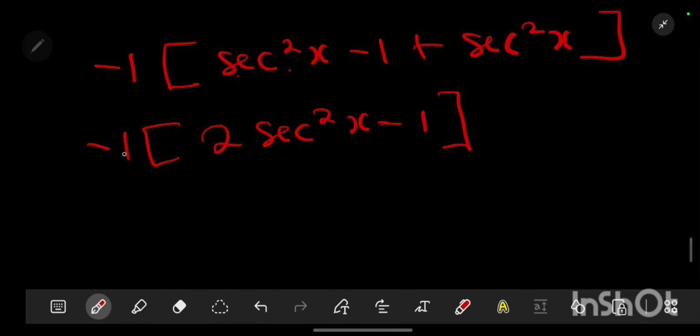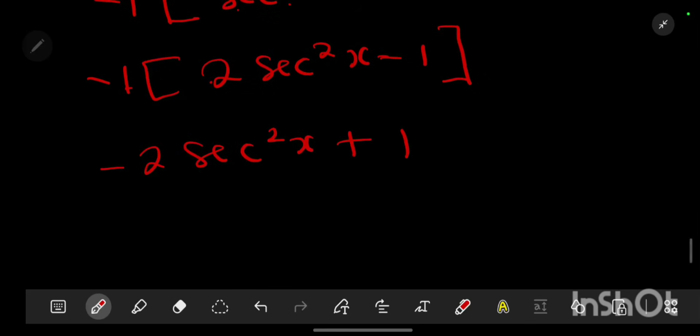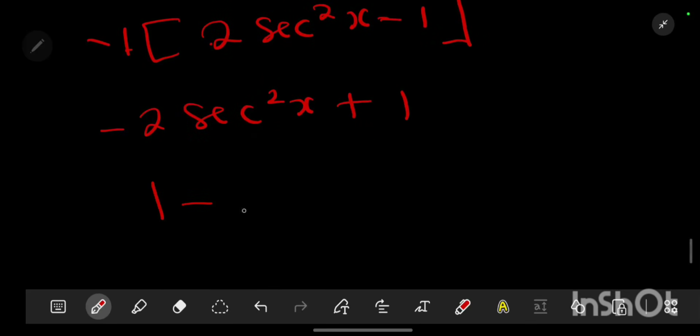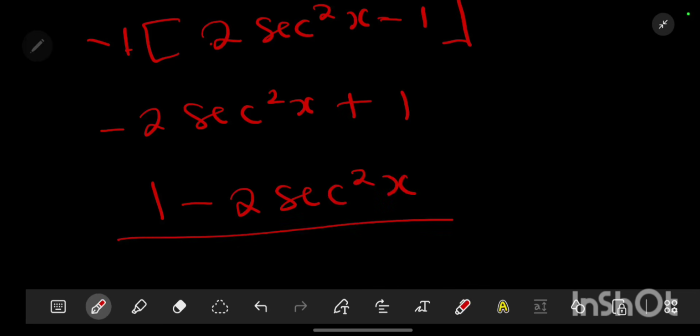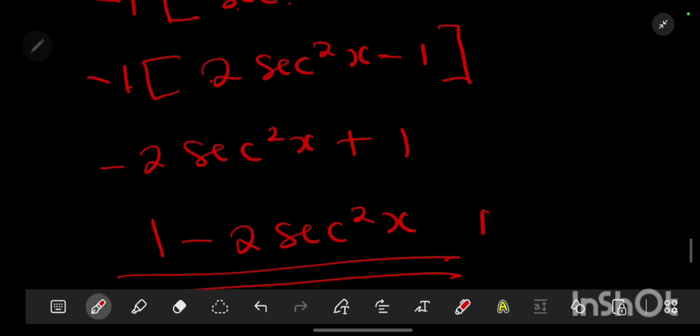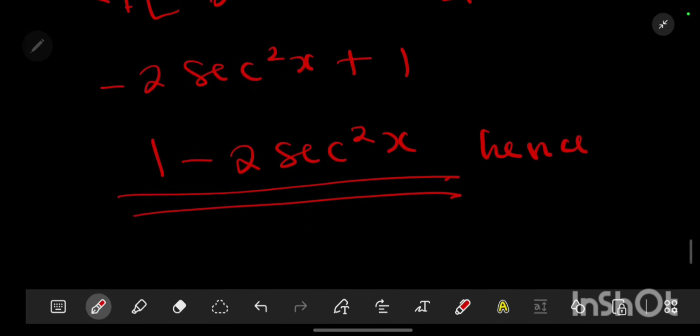Then multiply everything. -1 by 2 will be -2 sec squared x. Negative by negative will be +1. So this is the same as 1 minus 2 sec squared x, like that. So this is our answer, so we can say hence shown.